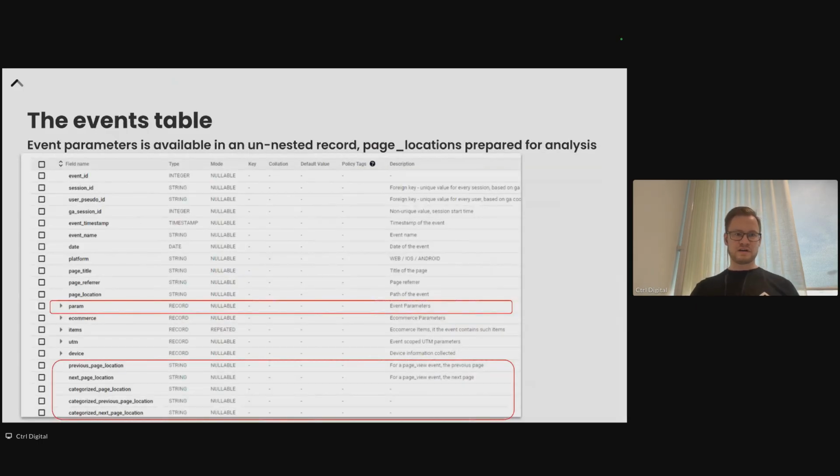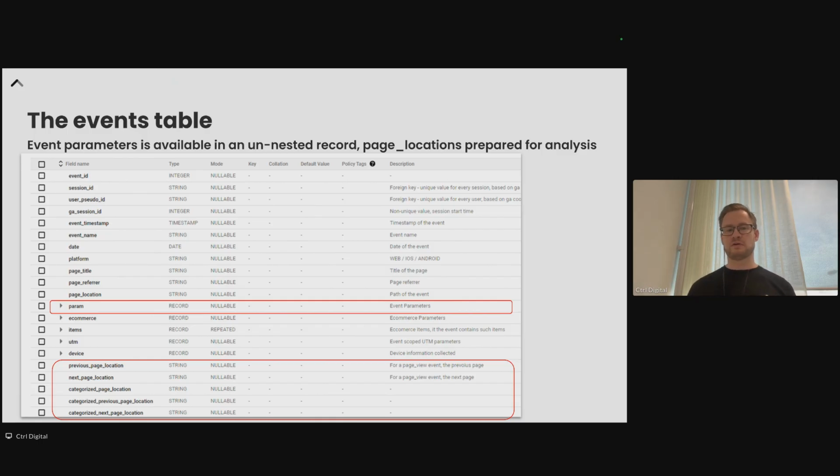And this is an example of how an events table could look. Remember, every row is an event in this table. The most important thing is that we have unnested event parameters. So we have param, which is a struct with all the parameters available for us. And we have prepped the page location. The main thing we do is that the page location is the URL, so we clean the URL of any unwanted parameters. We don't need query parameters. And we have also calculated the previous and the next page location.